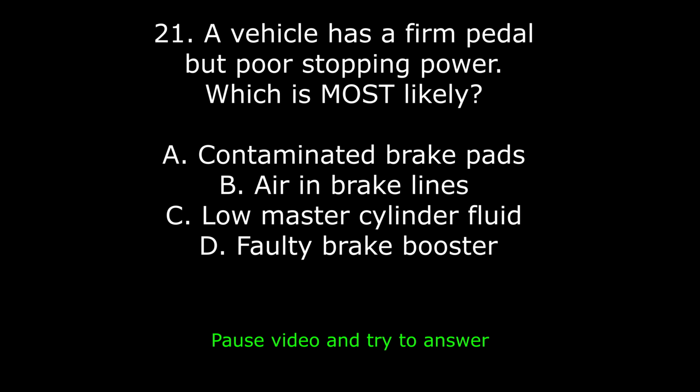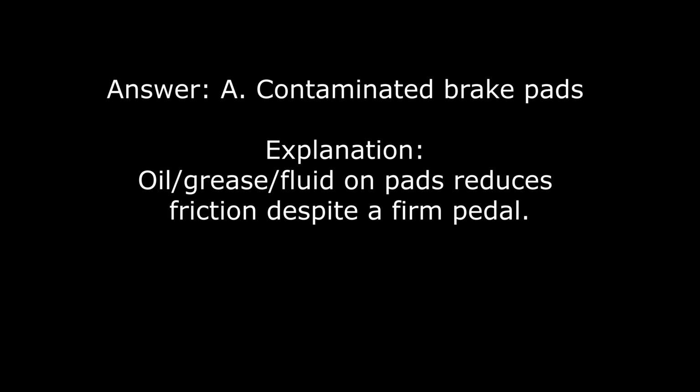21. A vehicle has a firm pedal but poor stopping power. Which is most likely? A. Contaminated brake pads. B. Air in brake lines. C. Low master cylinder fluid. D. Faulty brake booster. Answer. A. Contaminated brake pads. Explanation. Oil, grease, or fluid on pads reduces friction despite a firm pedal.